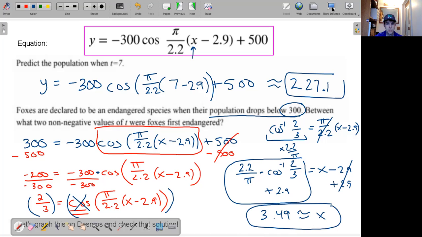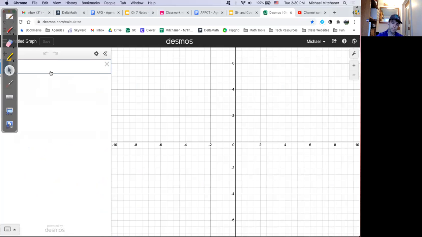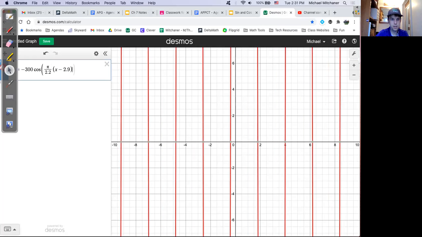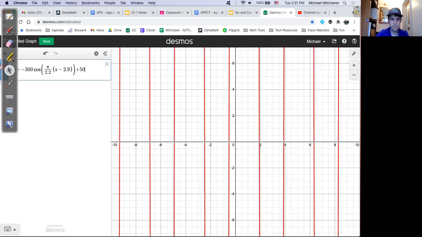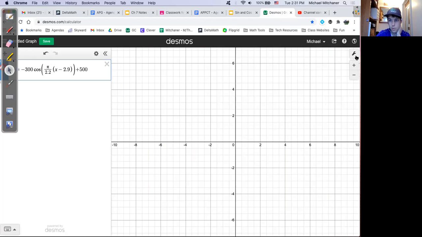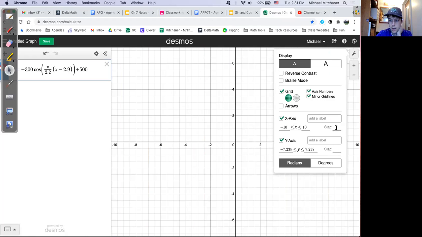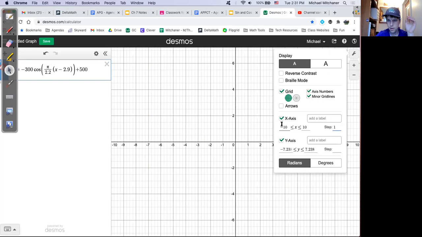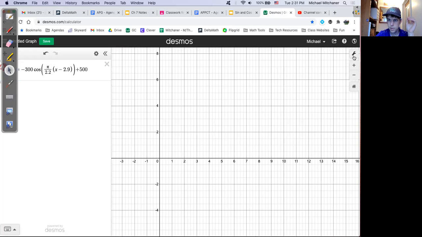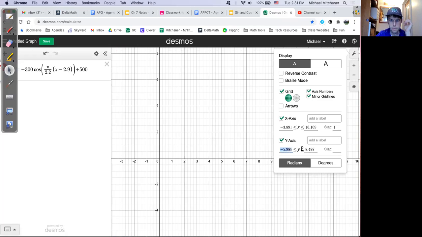And let's check the solution by looking at the graph. That's what I'm going to do. So I've got to type in this equation here: pi over 2.2 times x minus 2.9 plus 500. And we have to mess with the scaling quite a bit. X-axis, let's just count by ones. I don't know what our x-axis really needs to do, but the y-axis needs to be adjusted quite a bit.